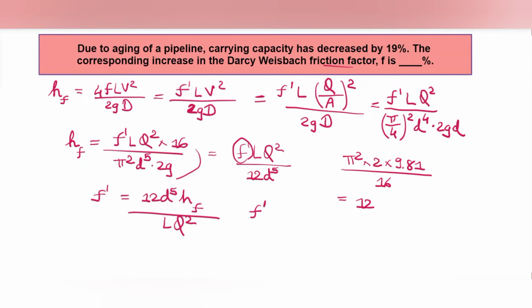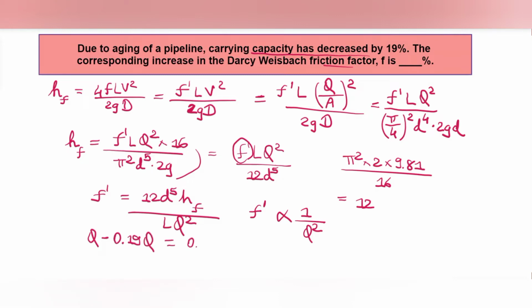क्वेश्चन में हमें दिया गया है कि कैरिंग कैपेसिटी डिक्रीज़ हो रही है बाय 19% and we need to find the increase in F dash. So we have got a relation from this equation which is F dash is inversely proportional to Q square. और इससे ही हम लोग ढूंढेंगे कि फ्रिक्शन फैक्टर में कितना इंक्रीज़ होगा.